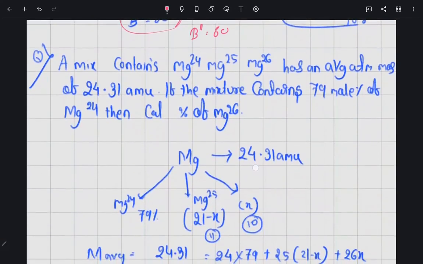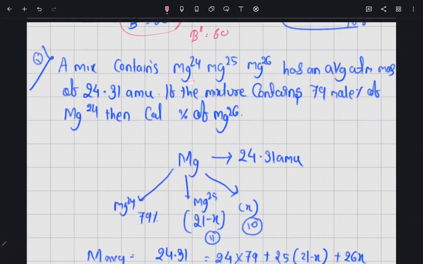One more question, children, for you. A mixture contains magnesium 24, magnesium 25 and magnesium 26, and has an average atomic mass of 24.31 mu. If the mixture contains 79 mole percentage of Mg24, then calculate the percentage of Mg26. The same way, magnesium's average is 24.31 mu, and Mg24 is directly given as 79%. But for Mg25 and Mg26, how much will they have? The remaining 21% is shared by both of them.